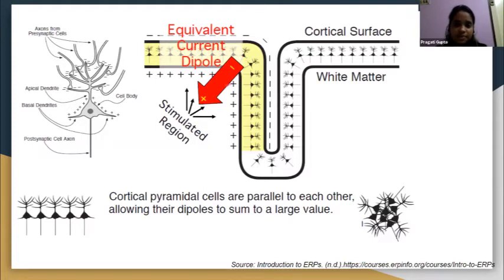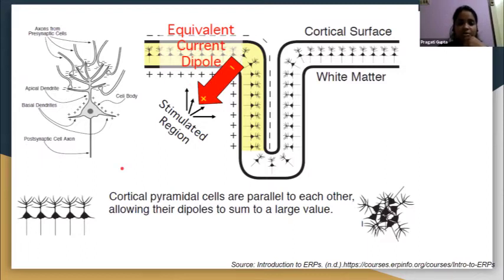If you look at the head of the arrow, which is positive, it means that on the apical dendrite near the cortex surface, the generation of signal is negative, and in the deeper layer of the cortex, near the white matter, there is positive electrical signal. This indicates that this equivalent current dipole is generated when there is excitatory neurotransmission. When an excitatory neurotransmitter is present, we see this type of configuration.